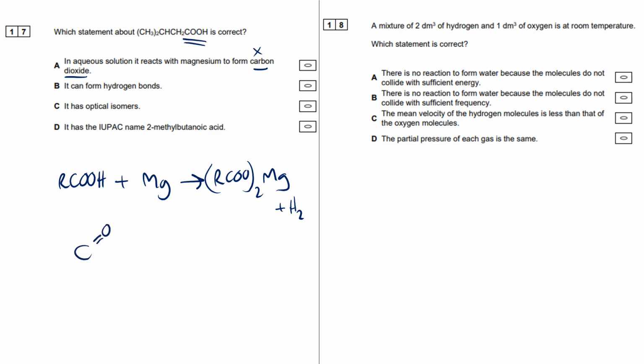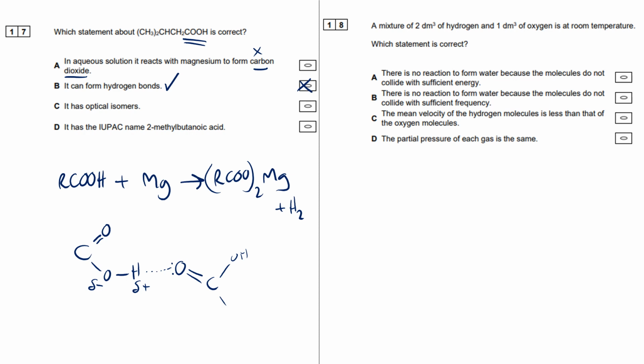Do carboxylic acids form hydrogen bonds? They do indeed form hydrogen bonds, as you have your electronegative oxygen bonded to a less electronegative hydrogen. So you can get hydrogen bonds between the delta positive hydrogen and an oxygen on an adjoining carboxylic acid. That can be the oxygen in the OH, or it can be the oxygen in the C double bond O. So it will form hydrogen bonds. That's our correct statement.